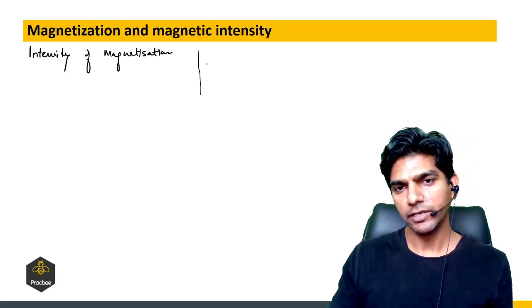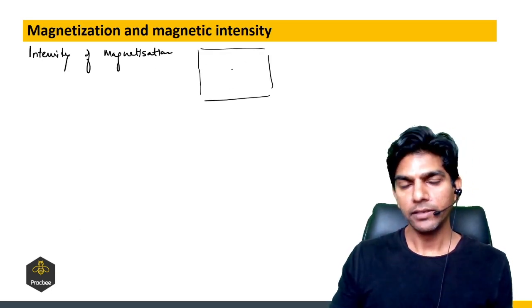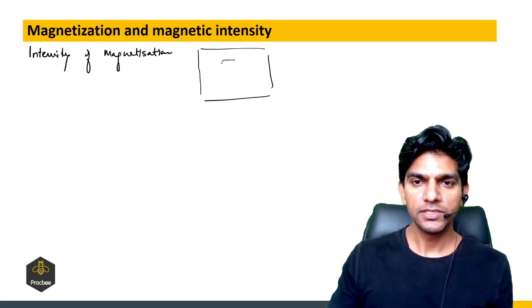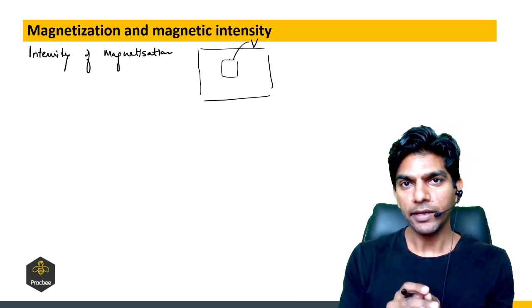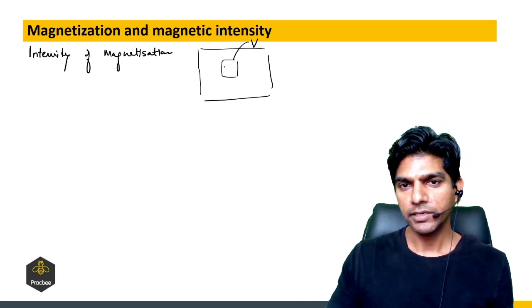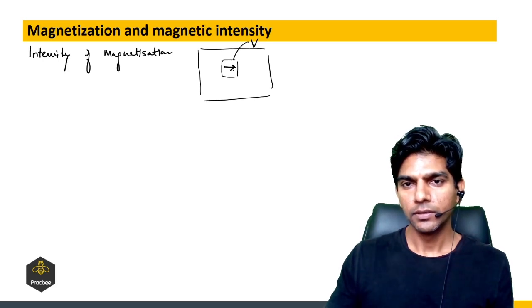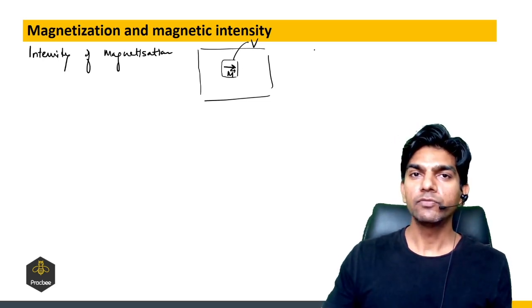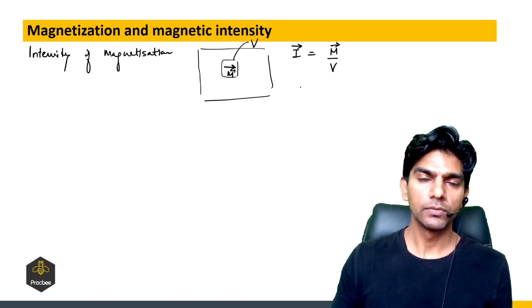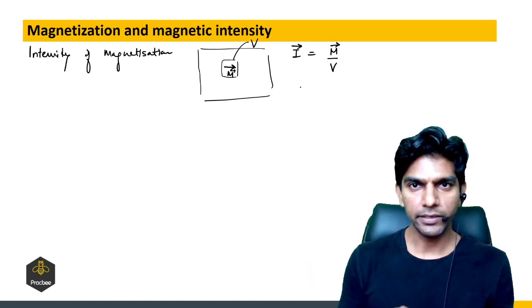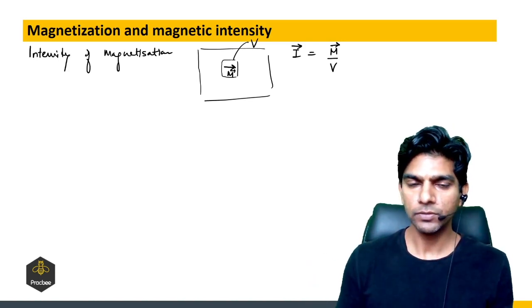Let us say there is a material, and in this material I have considered a small volume, say V. Now in this volume, the magnetic dipole moment, let us say, is in this direction, and let us say it is M. So we define intensity of magnetization I is equal to magnetic dipole moment per unit volume. So that is the formula for intensity of magnetization.